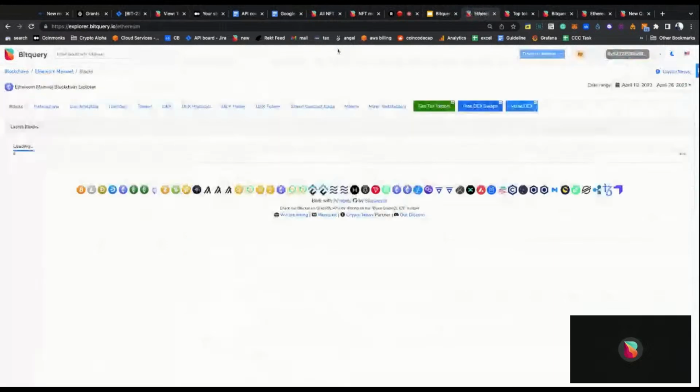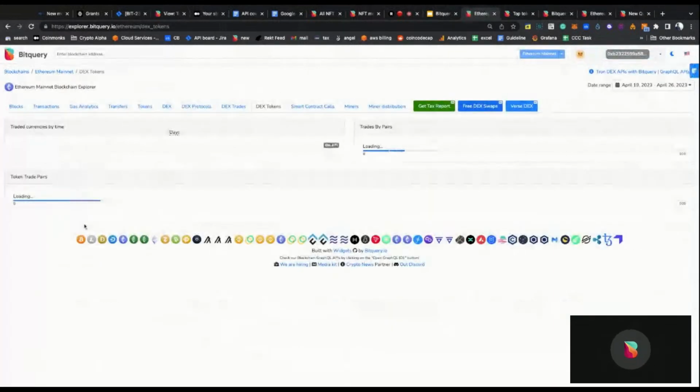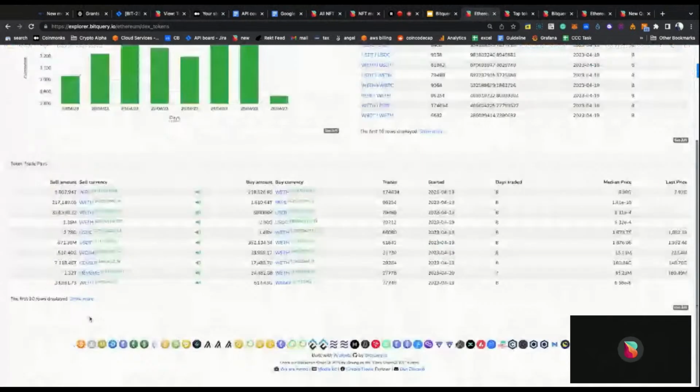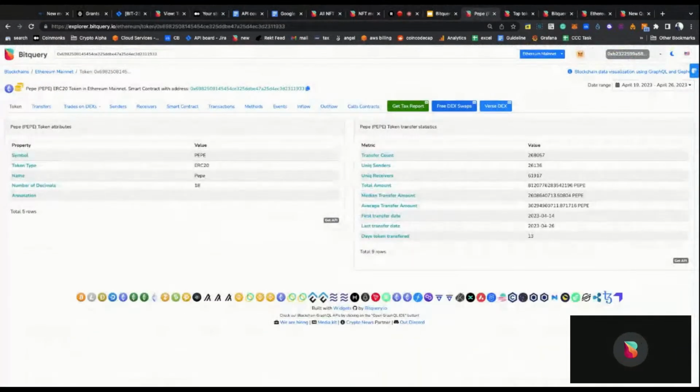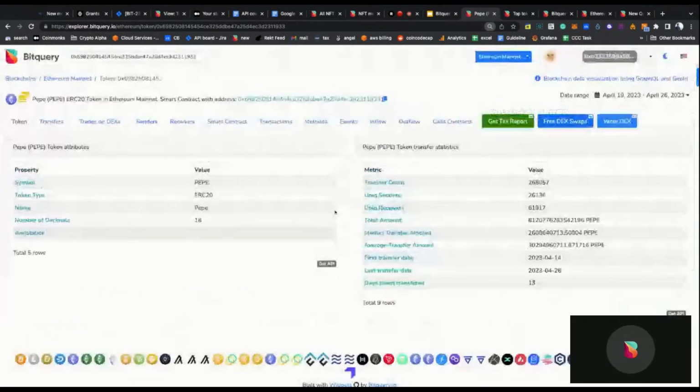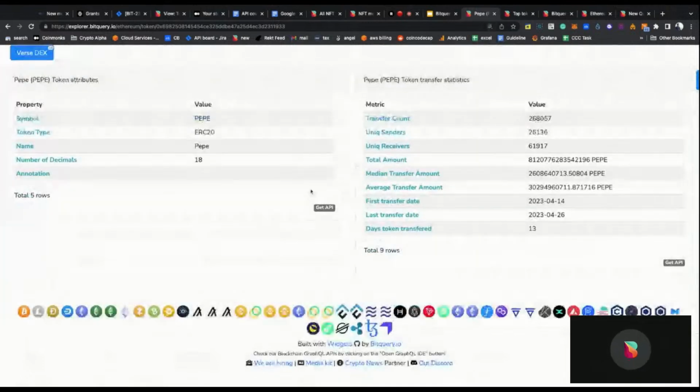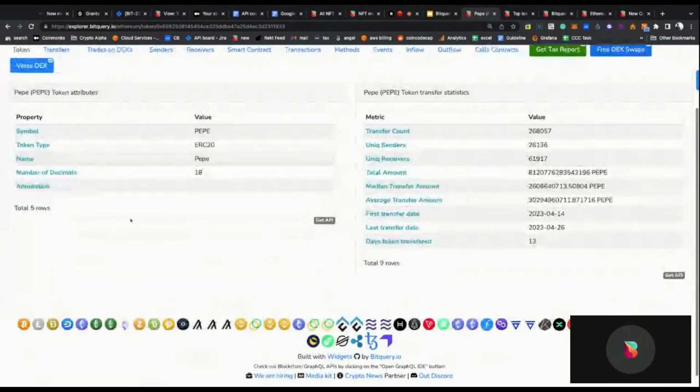Let's open Explorer. You search for a specific token. For example, let's check the PEEP token. It's recently pretty hyped. You can simply search any token address here, select the blockchain accordingly, like Ethereum, BSC, anything, and then you can see the stats here. You see a small Get API button here. This will open the API which is getting this data.